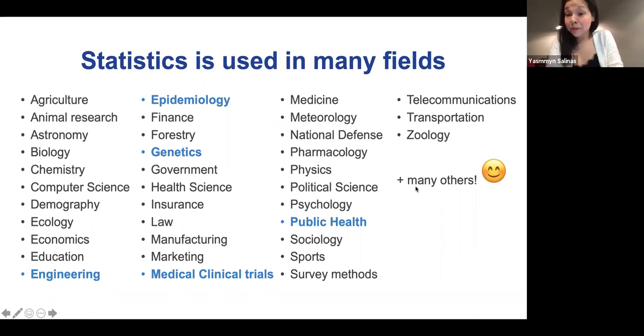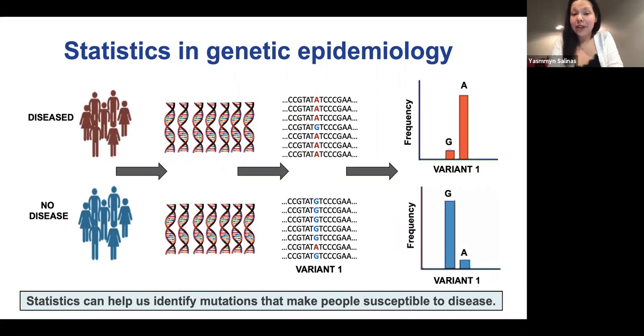And so what I want to do is show you some examples of how we use statistics in epidemiology, which is my field, specifically in genetics, also in medical clinical trials, in engineering, and in public health. Okay, so the first example is how we use statistics in genetic epidemiology. Again, this is what I do in my research. Genetic epidemiologists use statistics to help identify mutations that make people more susceptible to developing some disease.